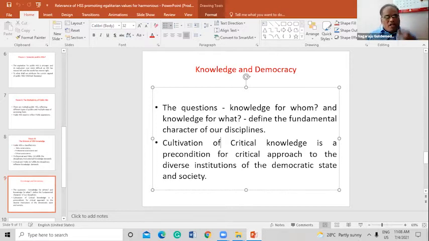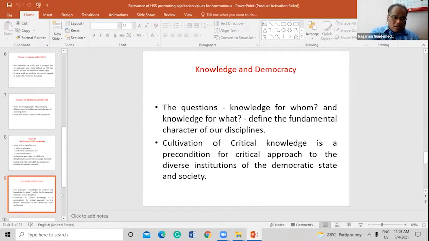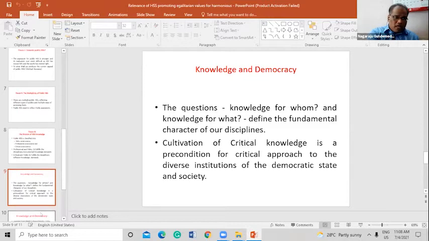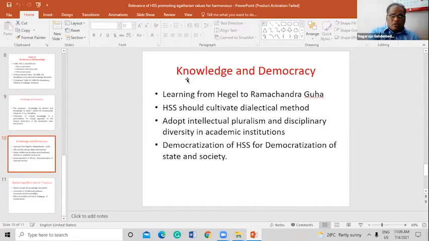So that's where, friends, knowledge institutions and education institutions, as factories of knowledge production, have to play a very, very critical role. That's one of the reasons why the intellectual endeavor needs to work towards the practice of deepening democracy. Now let me go ahead with one more slide, and then I will stop. The basic question here is the democracy and knowledge framework. We need to learn from, let's say, Hegel to Ramachandra Guha, right?